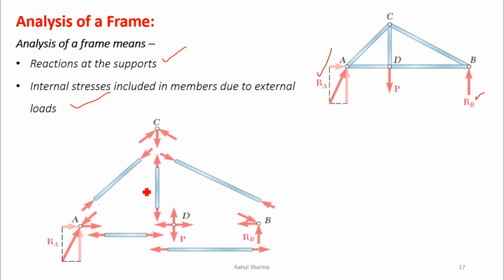Here we have joint C, joint A, joint D and joint B. Due to the external loads, what will be the stress in this member, what will be the stress here, tension or compression? We calculate that, and it comes under the category of analysis of frame.